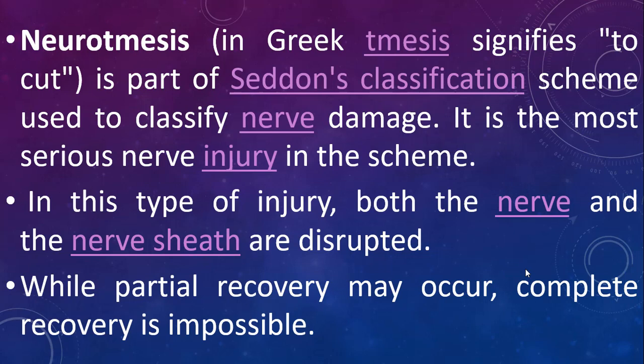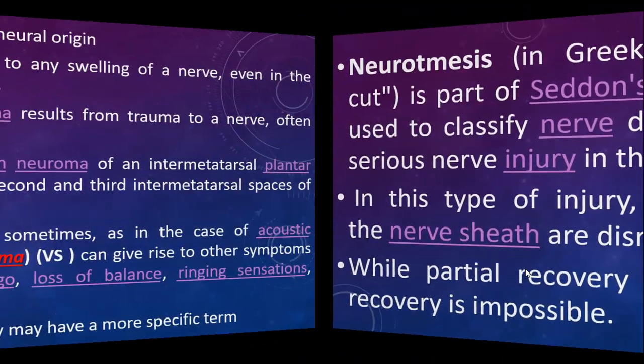Neurotmesis is the most serious nerve injury in the scheme. In this type of injury, both the nerve and the nerve sheaths are disrupted. While partial recovery may occur, complete recovery is impossible, completely impossible.